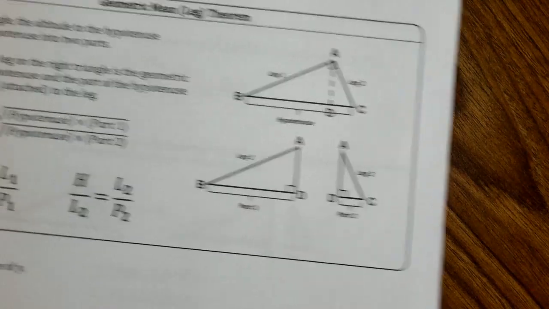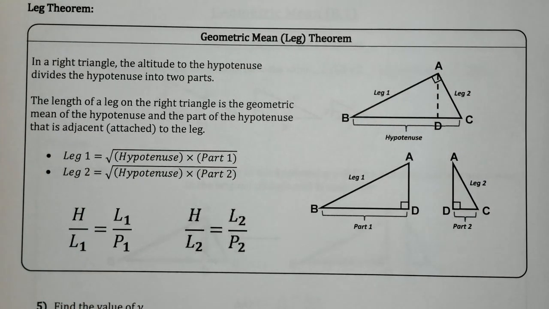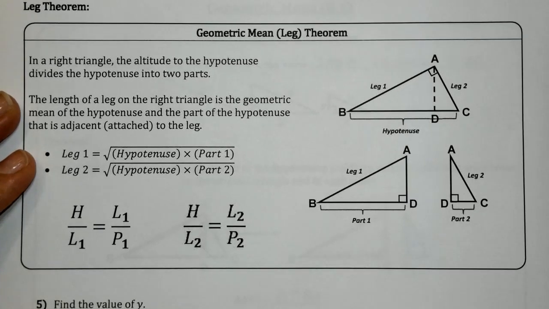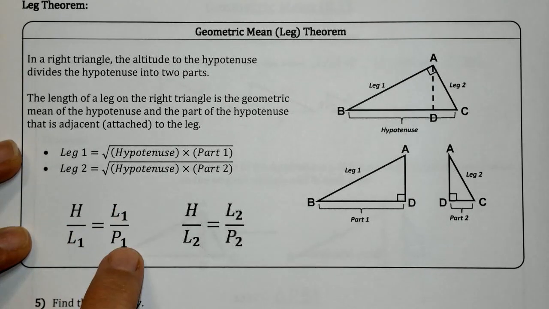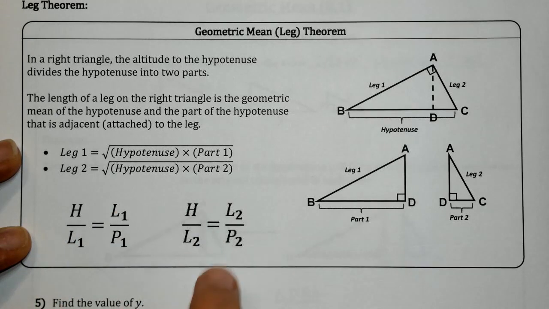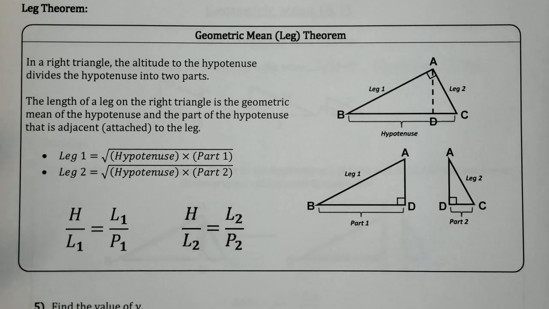The other thing, other than PAP, is going to be your leg theorem, and we call this HELP. The HELP is going to be: you're going to have your hypotenuse over leg 1 equals leg 1 over part 1. Again, bottom left, top right, the exact same. Now, there are 2 of them because it depends on which leg you're using. You have to use the part that connects to it.